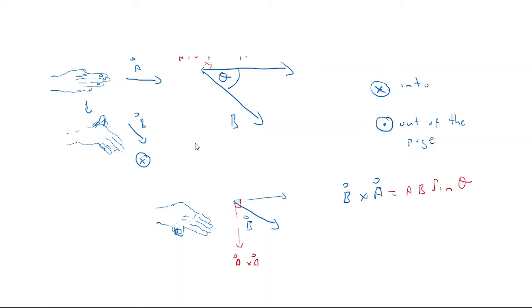You take your four fingers, point them towards the first vector, and then curl the four fingers towards the second vector. Wherever your thumb is pointing, that's the direction of the cross product, right? You are using the right-hand rule, so you must arrange your right hand in such a way that it gives you this configuration. Whatever the direction of your thumb is, that is the direction of your vector.